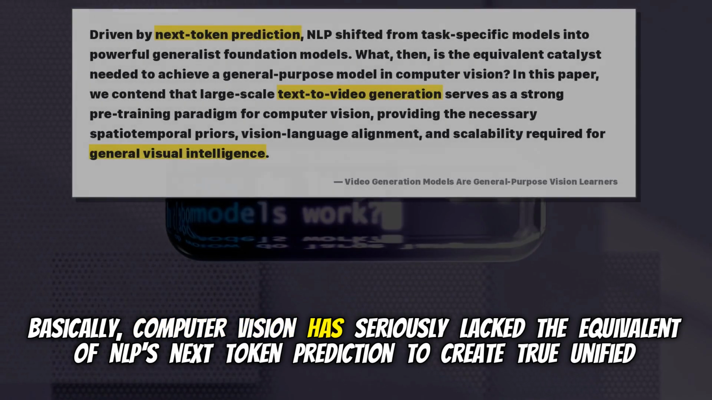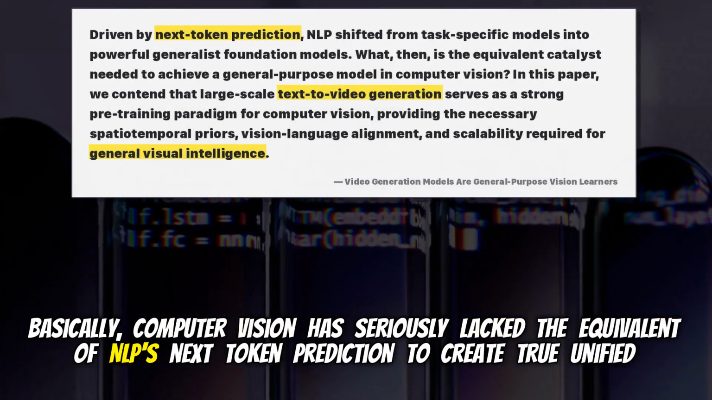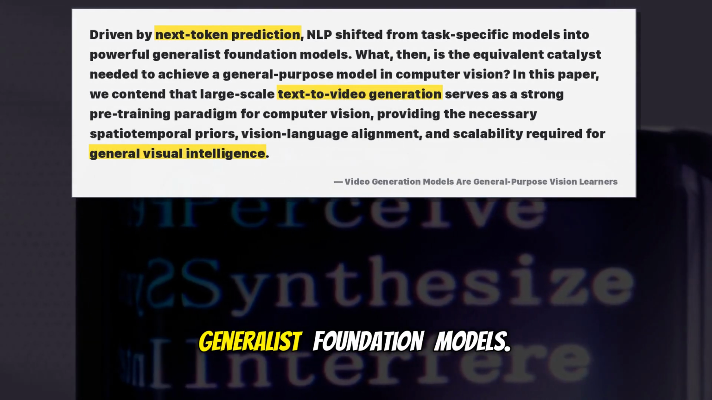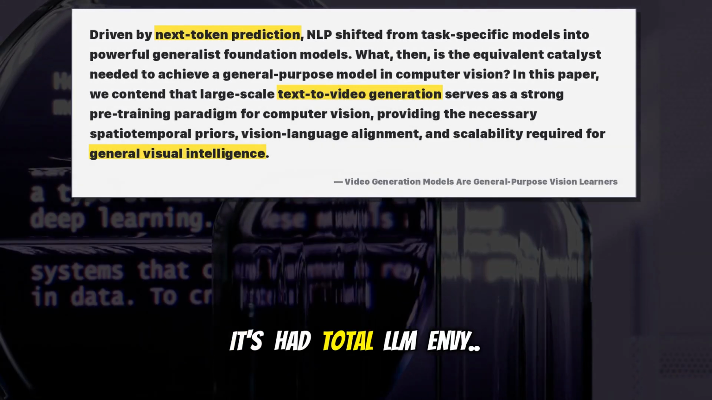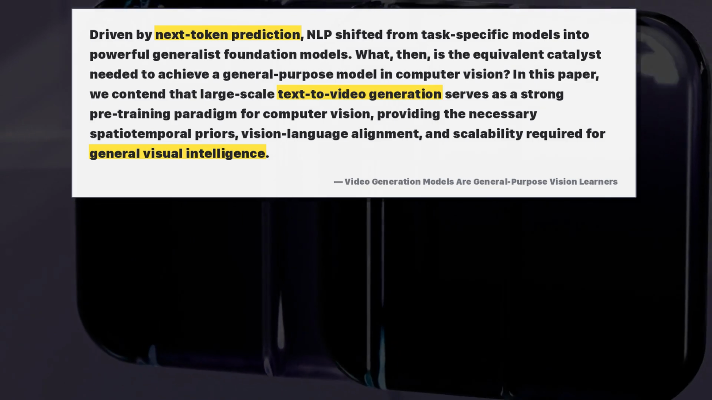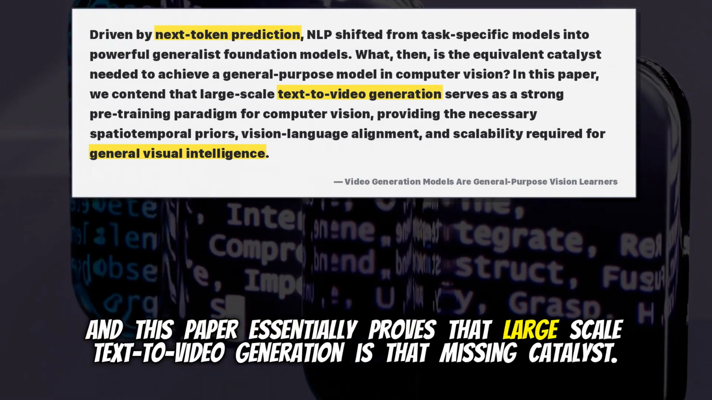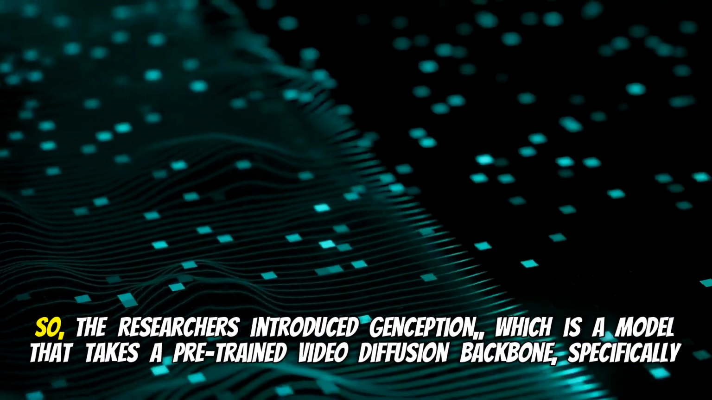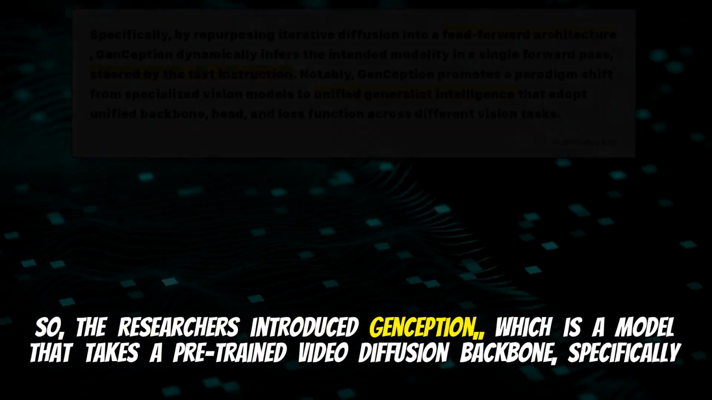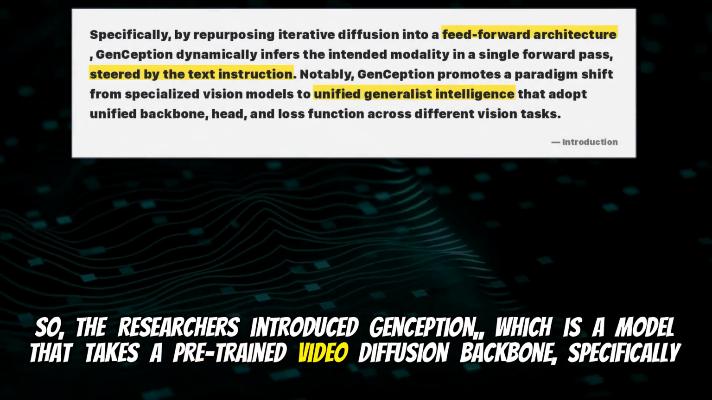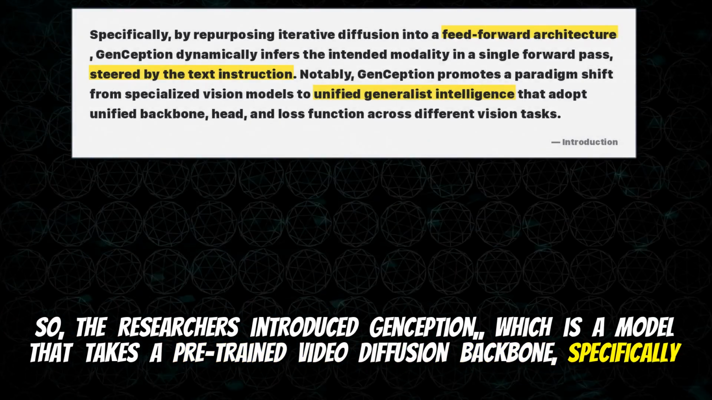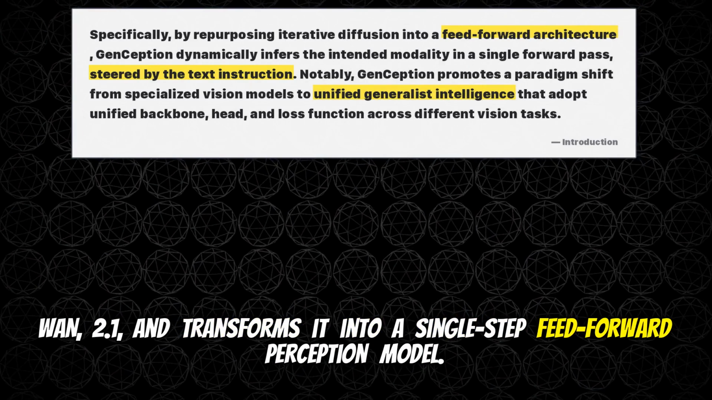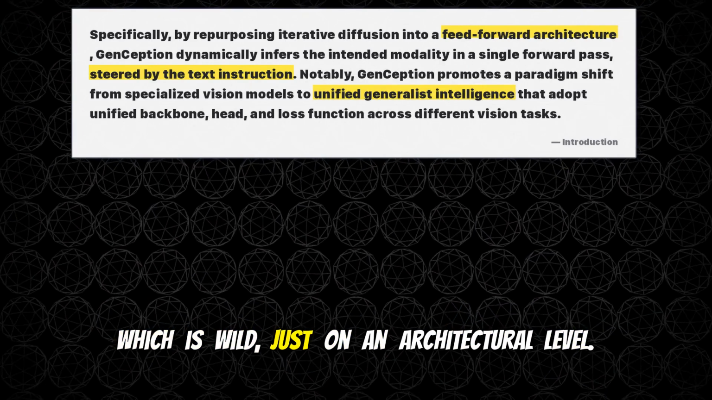Basically, computer vision has seriously lacked the equivalent of NLP's next token prediction to create true, unified, generalist foundation models. Right. It's had total LLM envy. Exactly. And this paper essentially proves that large-scale text-to-video generation is that missing catalyst. So the researchers introduced GenCeption, which is a model that takes a pre-trained video diffusion backbone, specifically WAN 2.1, and transforms it into a single-step feed-forward perception model. Which is wild, just on an architecture level.